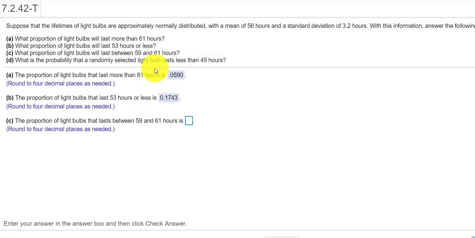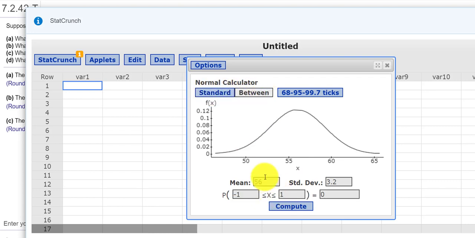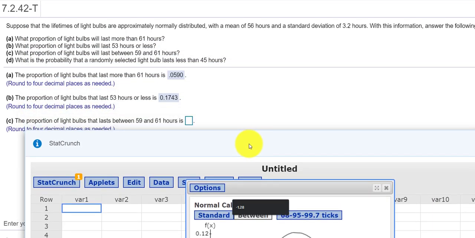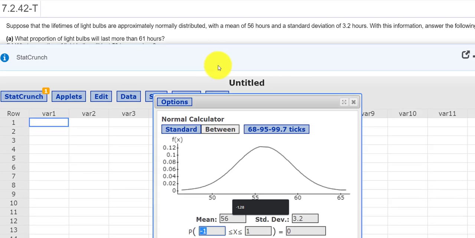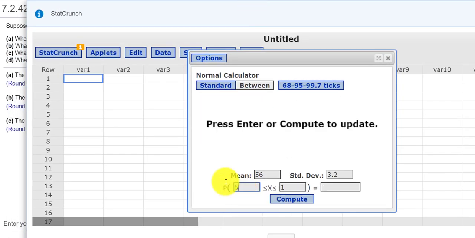Now I'll do one more. Probability that it will be between two values, so between 59 and 61. I'm going to StatCrunch, and now I have to click the between button. Normally we're on standard. I click between. My mean and standard deviation are still the same. And we want to go between 59 and 61, so I enter 59 and 61.